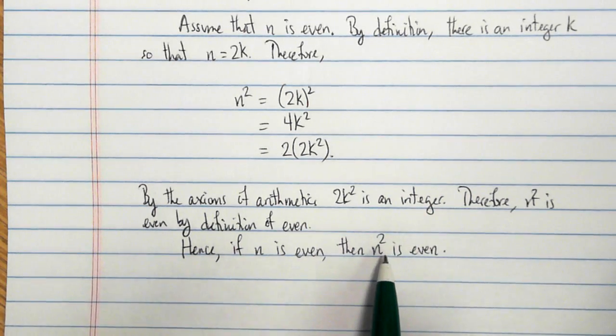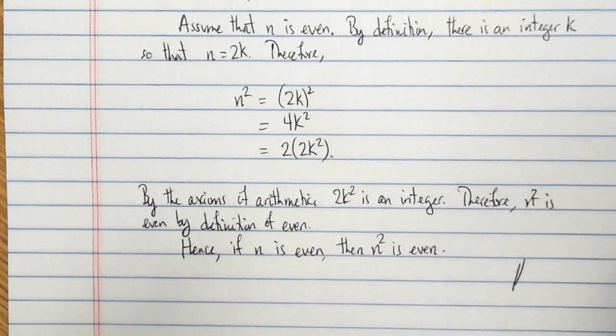And the contrapositive of this would be that if n squared is odd, then n is odd, which is what we wish to prove. And so we've done both directions, and so that ends the proof.